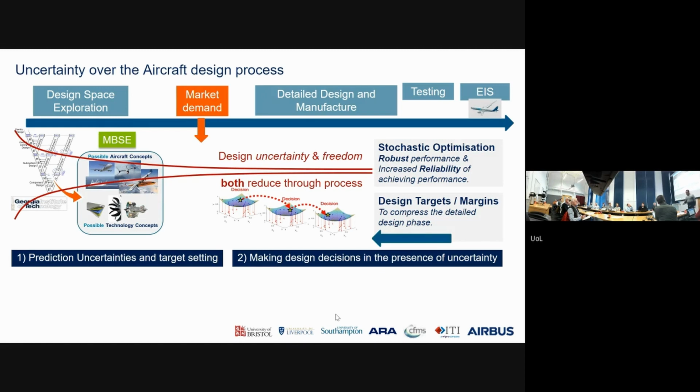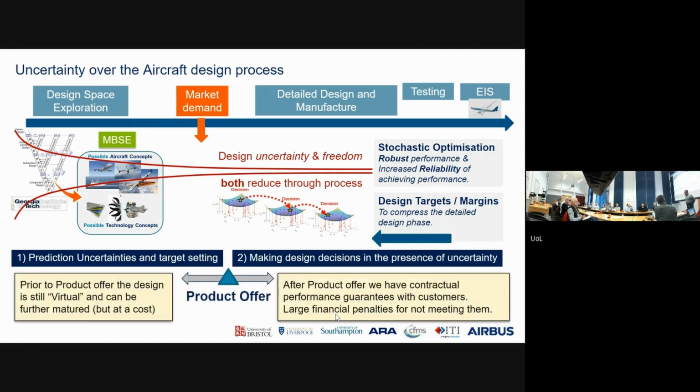And there was a point in the process, in fact, I might as well introduce it now. There's a point in the process where we actually offer the product. So there's a product offer point in the process. This is a really key point in the design process because it fundamentally changes how the uncertainty problem switches. So before this point, you're very much virtual. Your aircraft doesn't exist. It's all virtual. You've not made any commitments. You are free, therefore, to continue working on it, to continue to improve, to analyze, to reduce your uncertainties. But at a cost, the more you do this, you're spending effort.